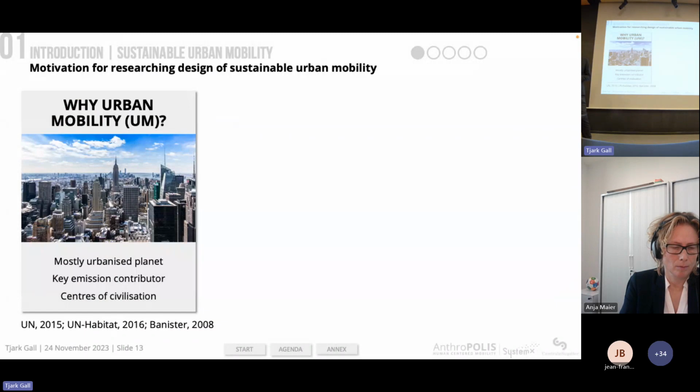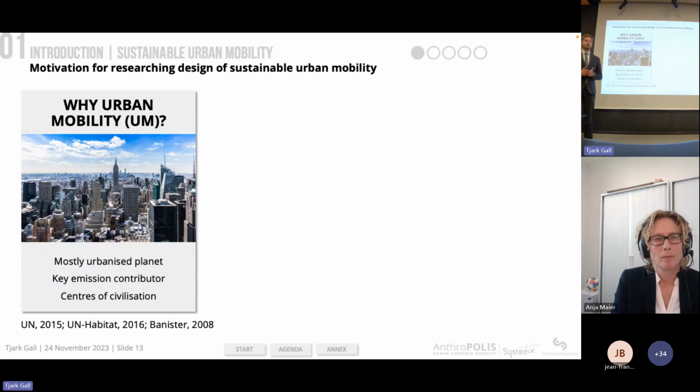To start with the introduction. So why urban mobility? Why is it important? We are living on a planet which is mostly urbanized. Today, already more than 50%. Until 2050, more than 70% are expected to live in urban areas, which is great in one way, but also leads to a lot of emissions, a lot of other issues, exclusion, and so on. So urban mobility is a central element which defines how we live, where we live, and so on.